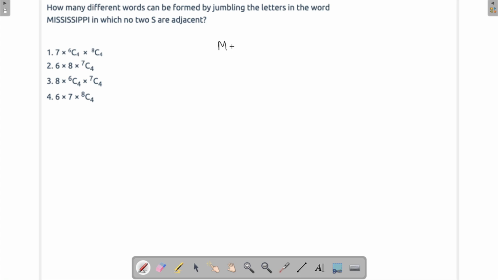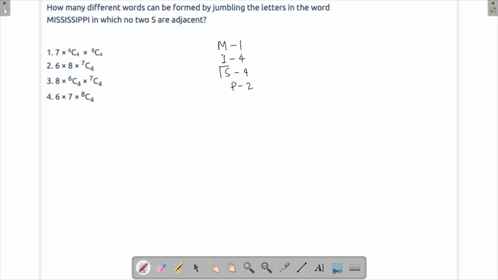So M is one time, then I is four times, S is four times as well, and then P is two times. Then you just count again to check whether you got everything right. So 2, 4, 5, 7, 9, 11. So that looks okay.